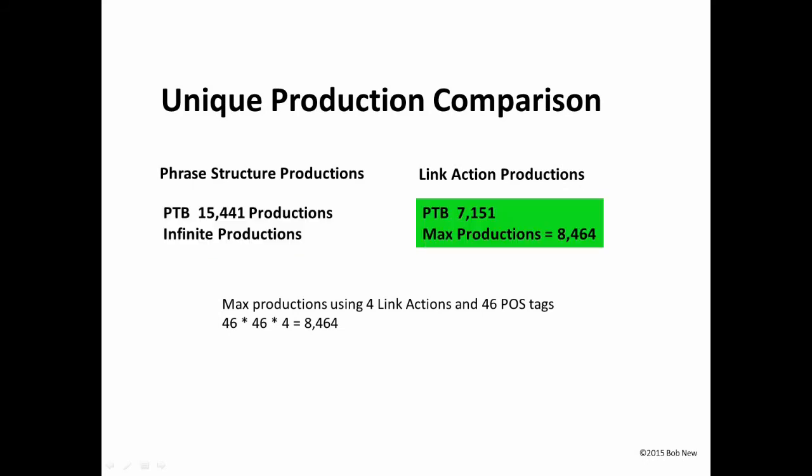Compare that to extracting productions based on the link actions that I have been describing. In the Penn tree bank, there are about 7,100 productions. But more importantly, when you go out and look at the maximum possible number of productions, it's limited to about 8,400. The reason for this is because each production using link actions has exactly 3 parts. The part-of-speech tag for the target word, the part-of-speech tag for the source word, and the link action itself. So the most there can ever be is 46 times 46 times 4, or about 8,400 productions.